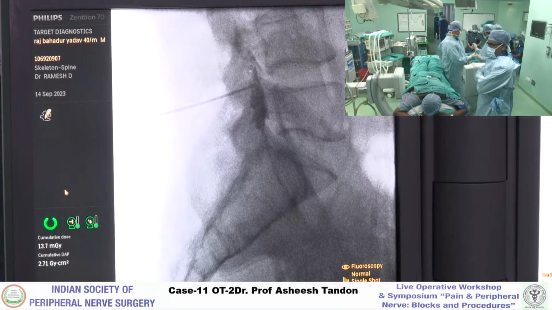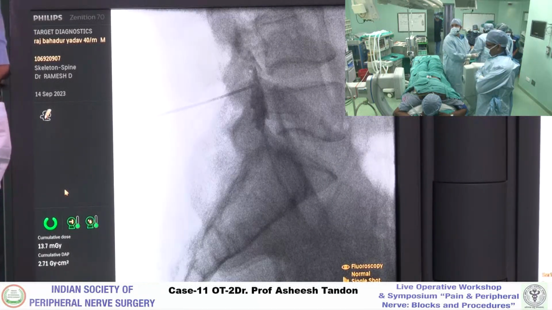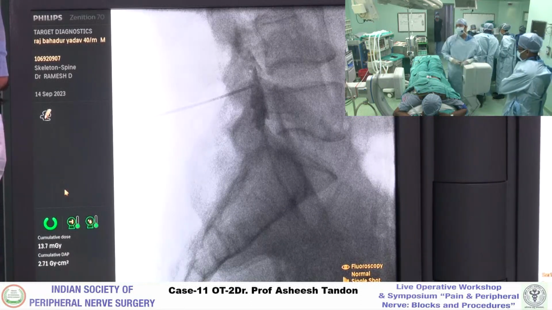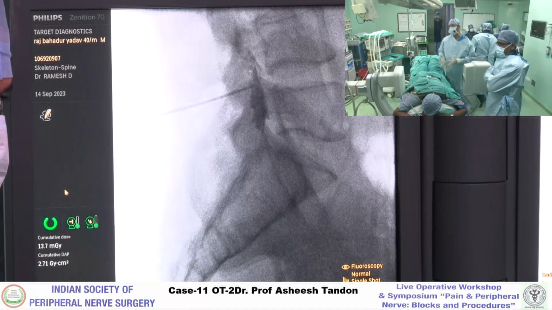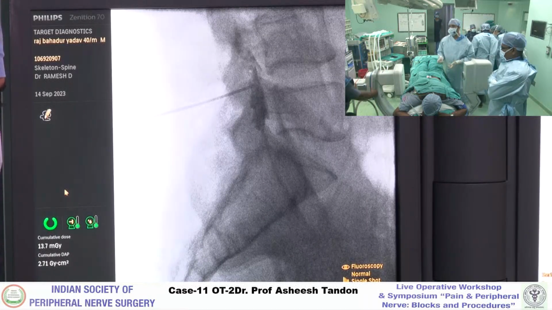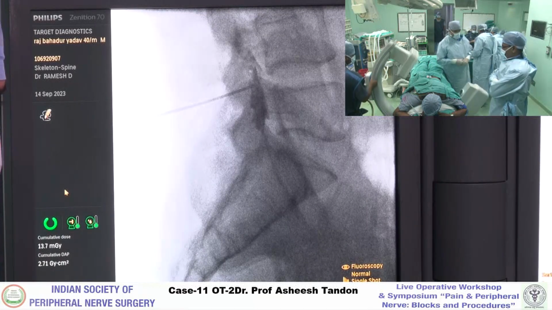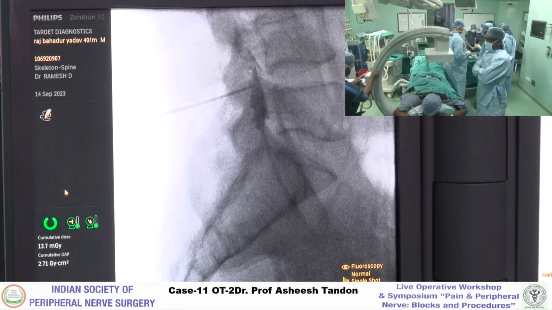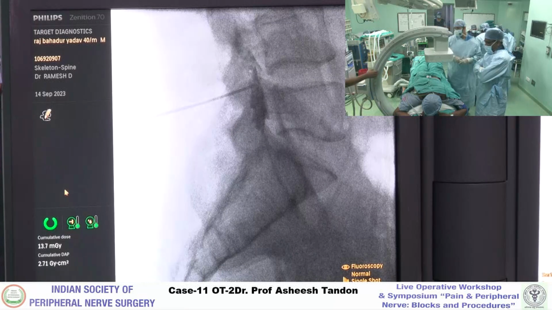Drug. So Deepak, now we are in the epidural space. Yes, very nice. We will take an AP shot also. It is always good to see the spread, so on both AP and lateral. We want more. Take the shot with a tilt.